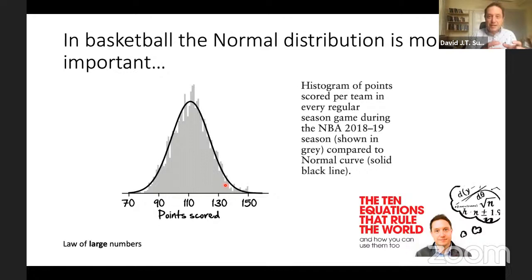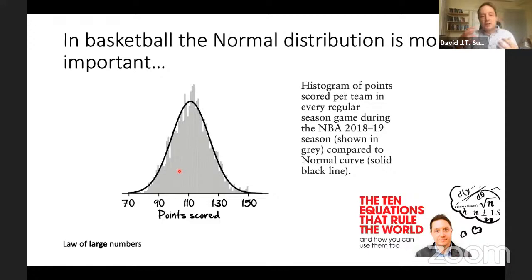For things that occur a lot, we have the law of large numbers, and that's where the normal distribution comes in. Normal distribution is what you get if you add up loads and loads of random things. So if you add up loads and loads of random scoring in basketball matches, you get a normal distribution. And I made this actually for my latest book. I looked at basketball and found very nicely and regularly for NBA games 2018-19, and I'm sure you can do this for other seasons, you have the normal curve, this bell-shaped curve, very accurately describes the number of points scored per team in each game.